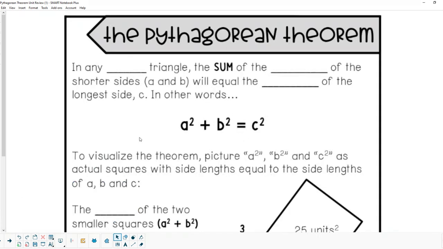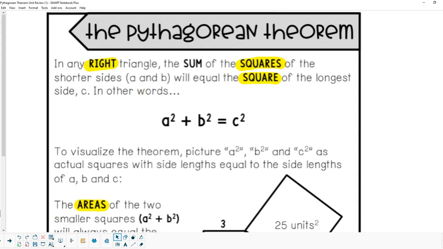Okay, so what does the Pythagorean theorem state? It states that in any right triangle, the sum of the squares of the shorter sides, A and B, will equal the square of the longest side, C. Or in other words, A squared plus B squared equals C squared.